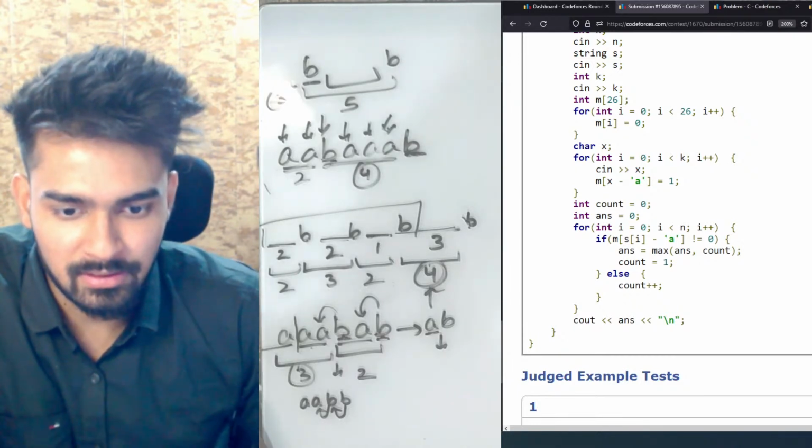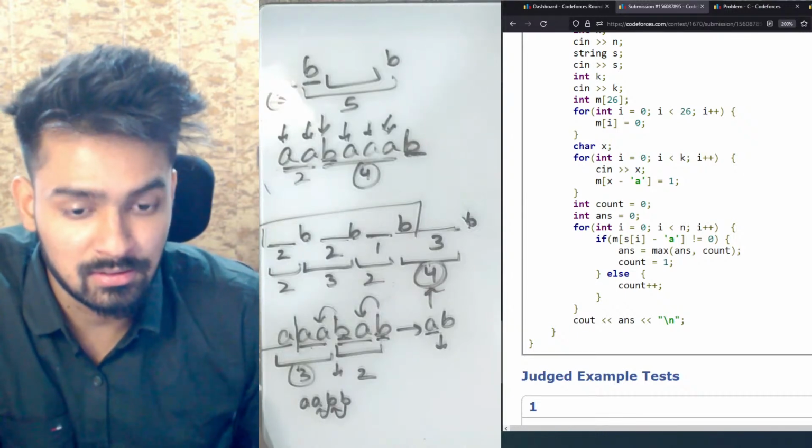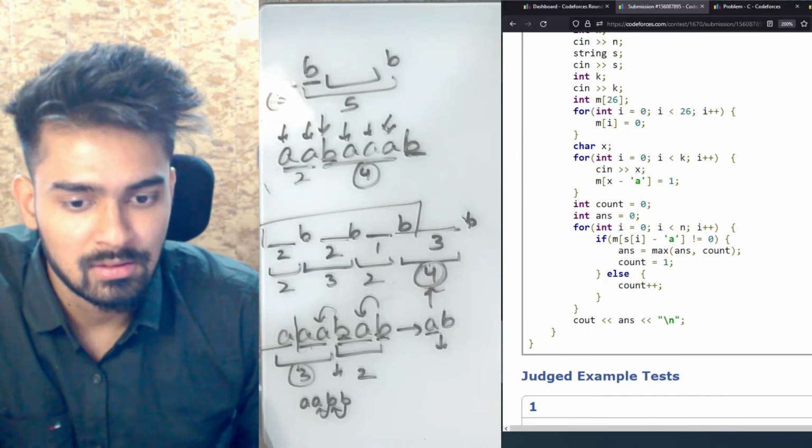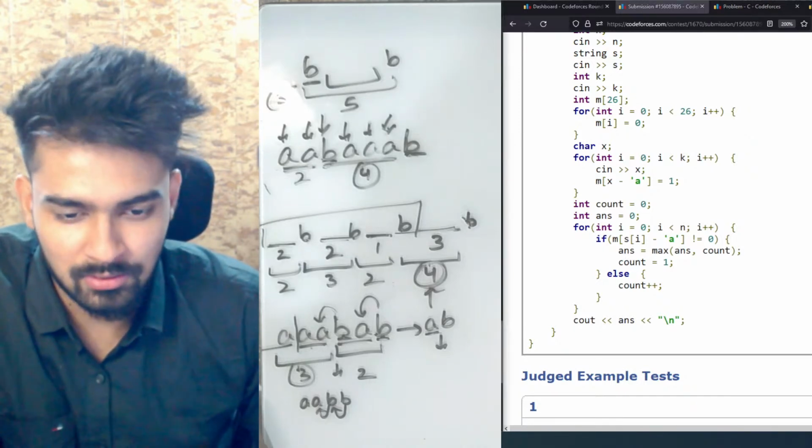Could it be the last occurrence of the special character minus the first special character plus 1? Last occurrence of special character minus first. No, you can't do that.